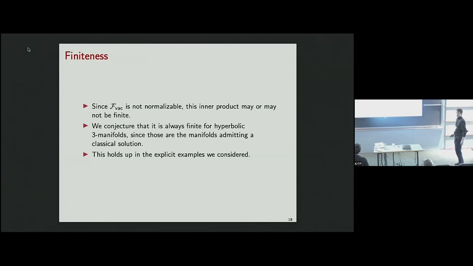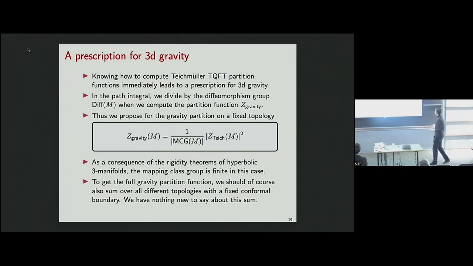All right. So now I'll come to the centerpiece of the talk, namely the precise relation that we proposed between this Teichmueller TQFT and 3D gravity. I already kind of said the argument. It's very simple. If we compute the gravitational path integral, then we need to divide out by the full diffeomorphism group. Whereas in the gauge theory, we only divide out by the identity component of the diffeomorphism group. And so what we propose is that in general, the gravity partition function is related to the square of the Teichmueller TQFT partition function in this way.